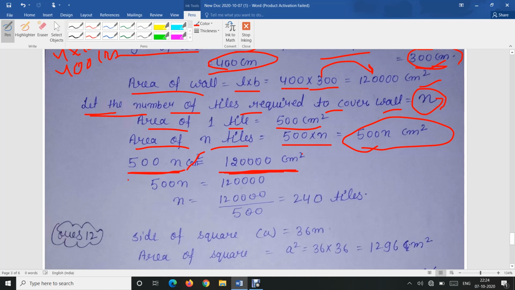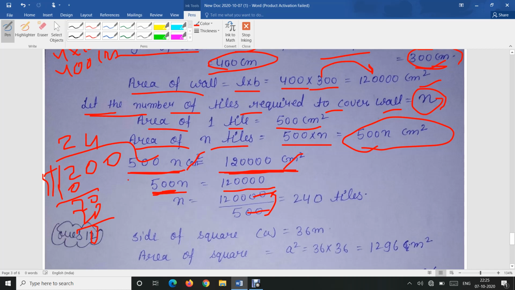Now you can cancel this centimeter square with this centimeter square. Now you are left with 500 n is equal to 1,20,000. Now this 500 is multiplied with n, so while going to the right hand side, it will divide 1,20,000. So n will be equal to 1,20,000 upon 500. Now you can cancel these two zeros with these two zeros. Now 1200 will be divided by 5. 5 twos are 10, 5 fours are 20, and this 0, that means 240 tiles. So 240 tiles will be required to cover the whole wall.